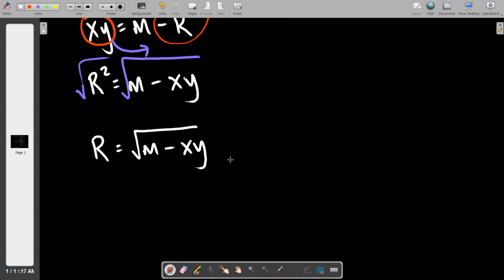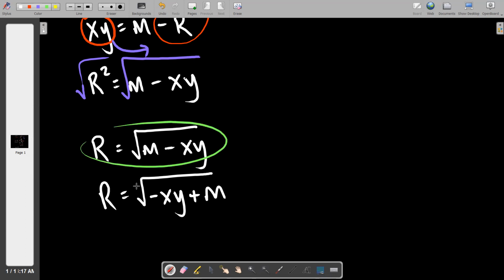It depends. It's okay if it's like this, as long as your minus stays with your xy and your positive sign stays with your m. But saying xy minus m would be very incorrect. So we good? Either the green thing is great or the yellow thing is great. You can pick from those two.